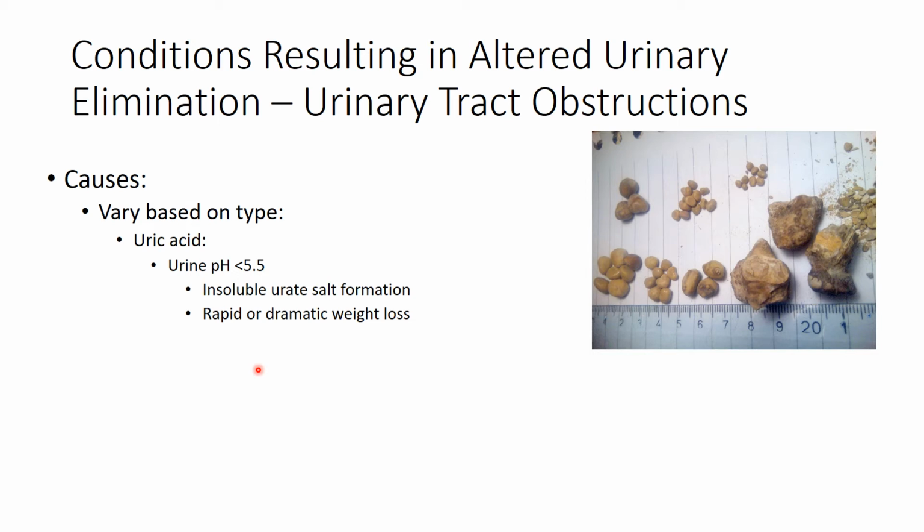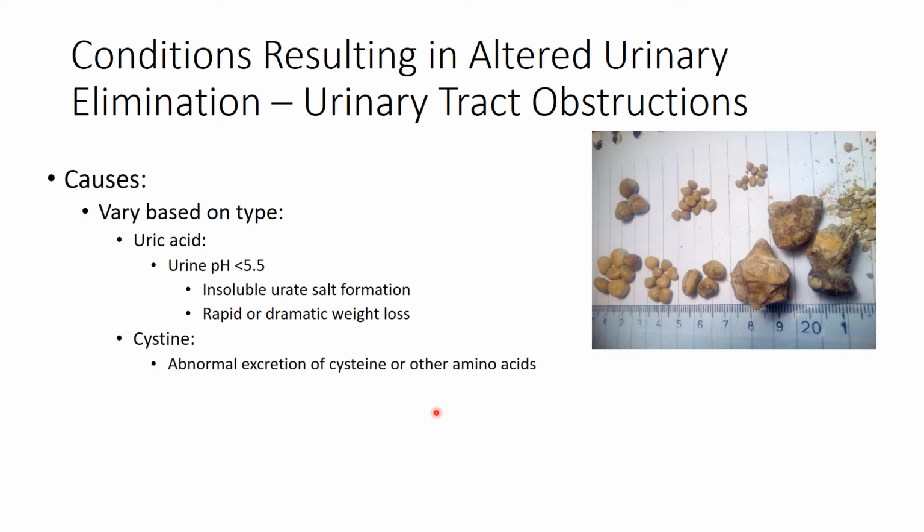Okay, so these uric acid crystals can also form in circulation and in joints, and so we see that this can actually be a pretty debilitating disorder to have. Okay. Really an indicator here is rapid or dramatic weight loss, indicating uric acid crystal formation.